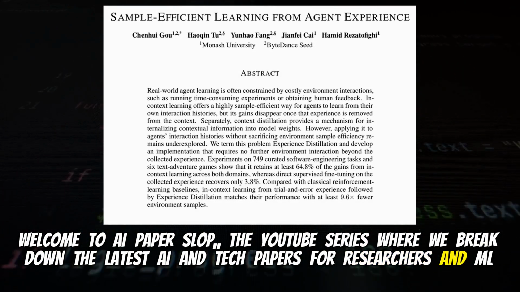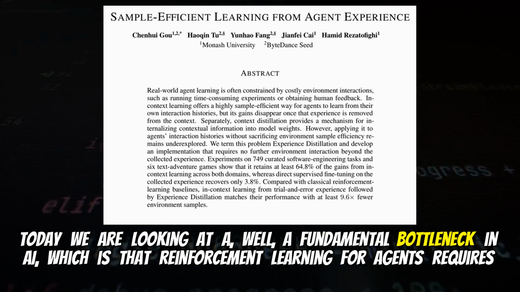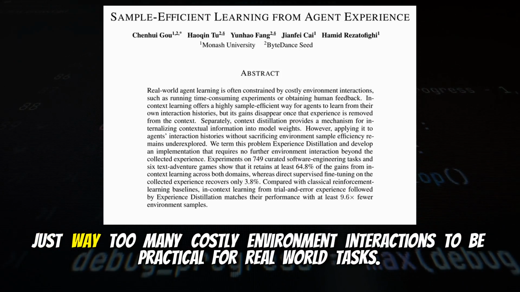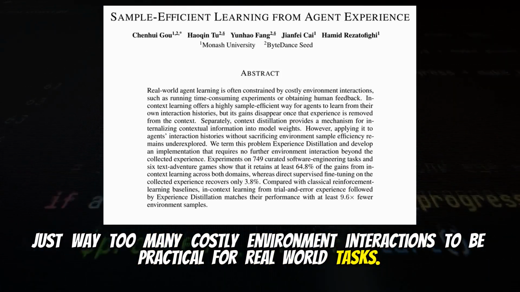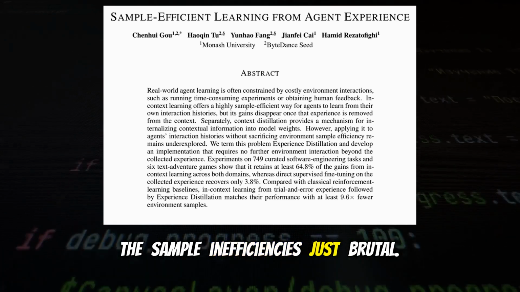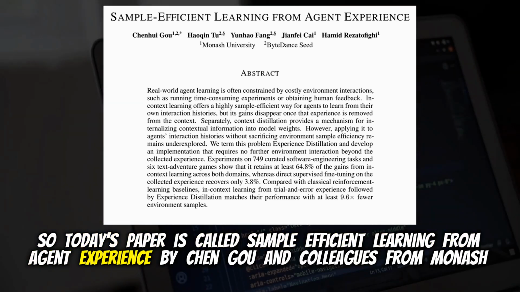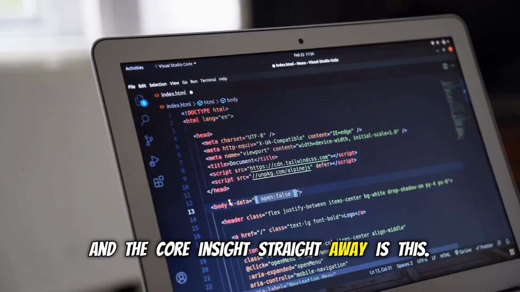Today, we are looking at a fundamental bottleneck in AI, which is that reinforcement learning for agents requires just way too many costly environment interactions to be practical for real-world tasks. Right. Yeah, the sample inefficiency is just brutal. Exactly. So today's paper is called Sample Efficient Learning from Agent Experience by Chen-Wei Gu and colleagues from Monash University and ByteDance. And the core insight straight away is this.